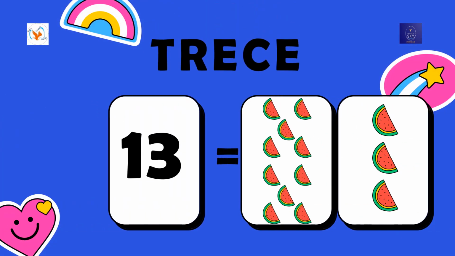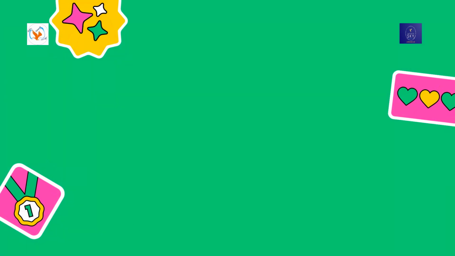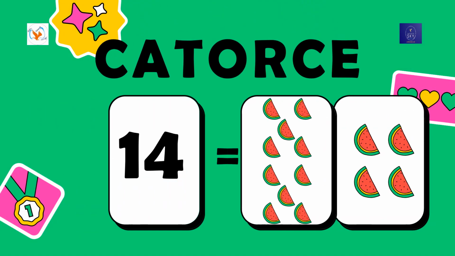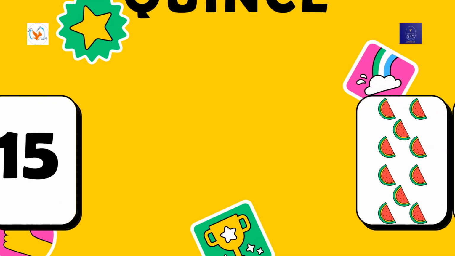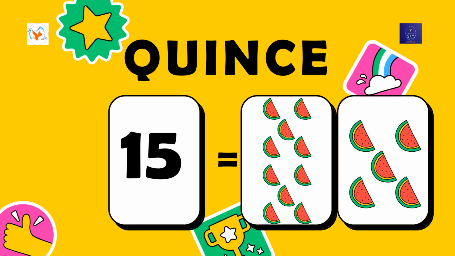Next up, we have 13. In Spanish, it is pronounced as trece. Trece. Now, number 14, which is pronounced as catorce in Spanish. Catorce. Moving on to number 15, which is pronounced as quince in Spanish. Quince.